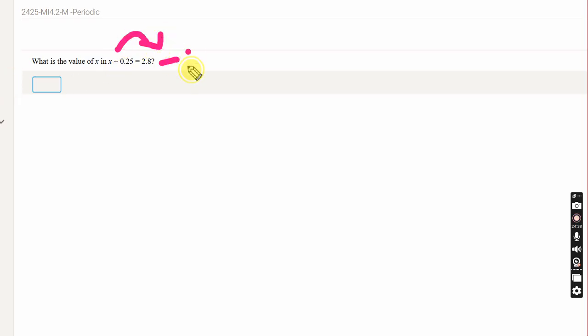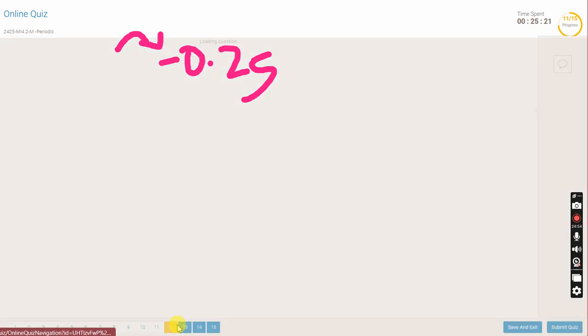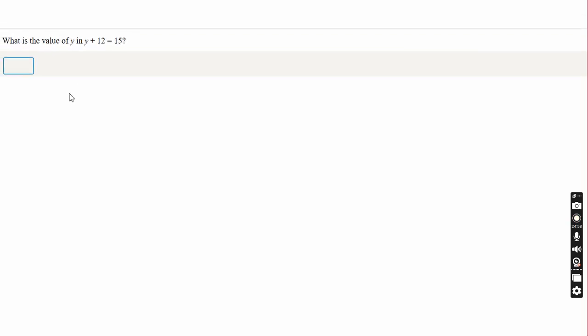The next one is, again, you'll just take the x plus 0.25, take it to the other side. It'll become negative 0.25, and you solve it. What do you get here? You get 2.55 for this one. And remember, 2.8 is a larger number, it's positive, so we just follow the sign of that one. So 2.55. The next one will be 13. Sorry, question number 13. Again, 15 minus 12, because the sign of 12 will change to negative, so negative 12. So 15 minus 12 is going to be 3.